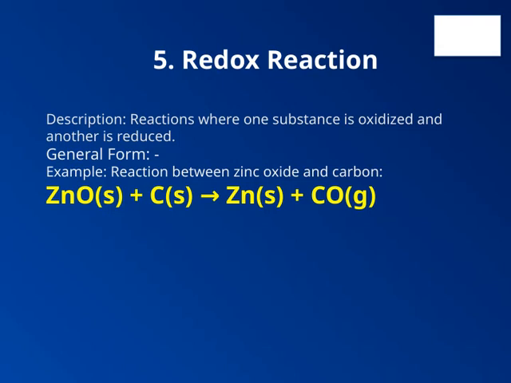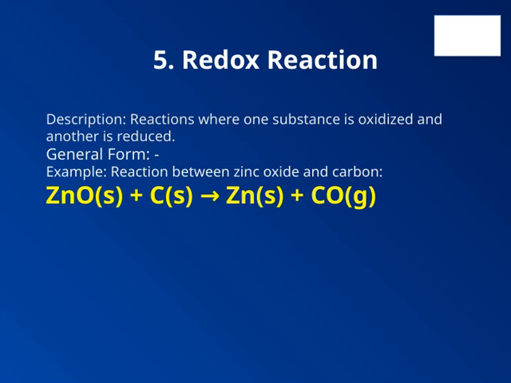Now, let's talk about redox reactions. These are special types of reactions where one substance is oxidized, meaning it loses electrons, and another is reduced, meaning it gains electrons. This simultaneous process is fundamental to many chemical processes around us. In general, redox reactions involve a transfer of electrons between substances. While the slide doesn't specify a single general formula, it's important to recognize that these reactions always involve this electron exchange.